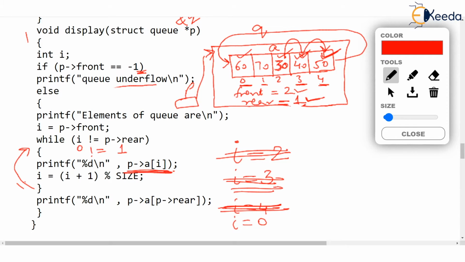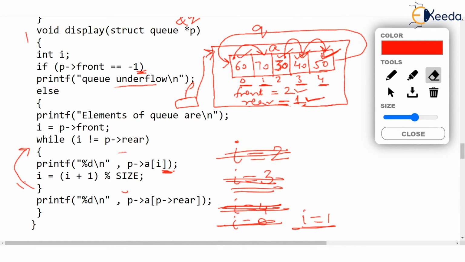And after printing 60, I becomes 0 plus 1 % 5. That is 1 % 5. That is 1. So I which was 0 has now become 1. This is the value of I now. So after printing 60, we want to print 70. So I has become 1.